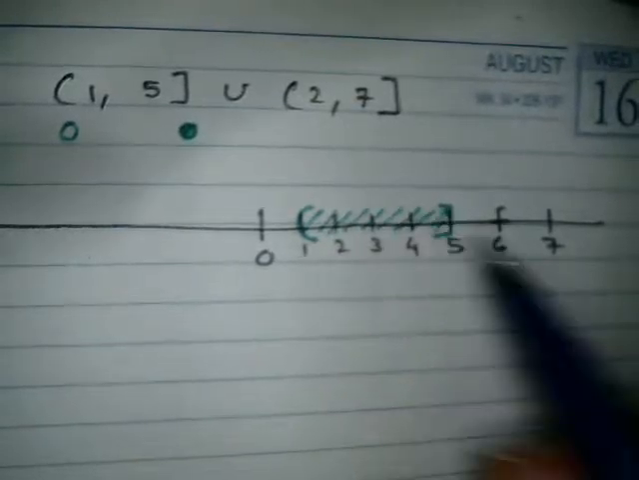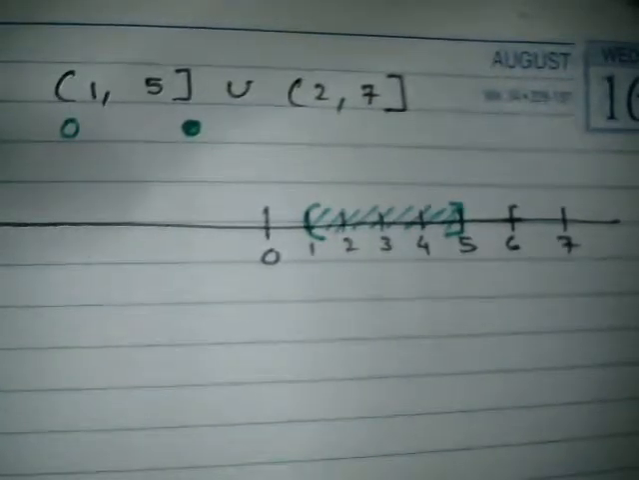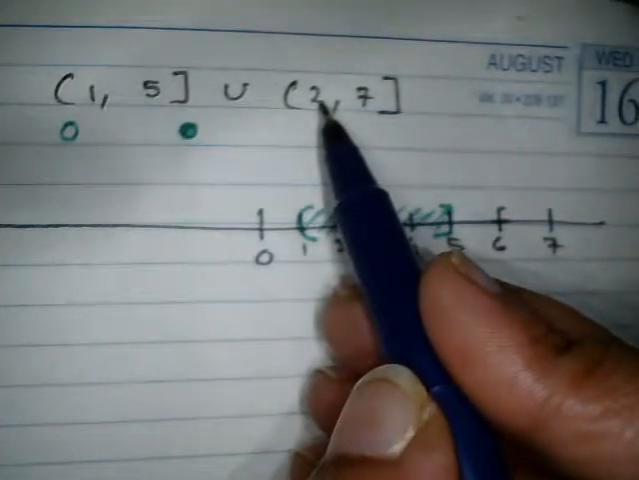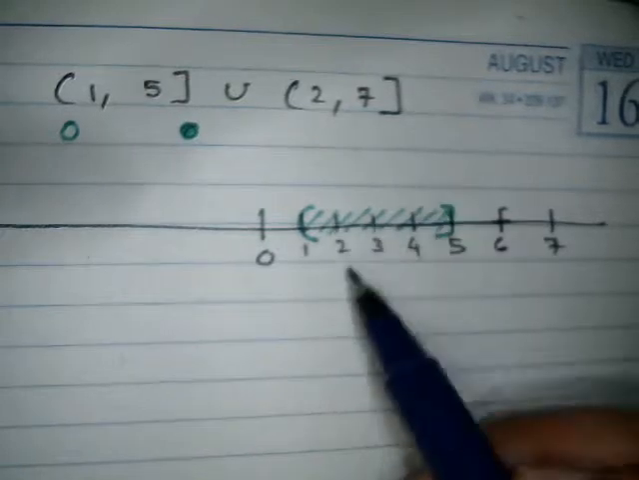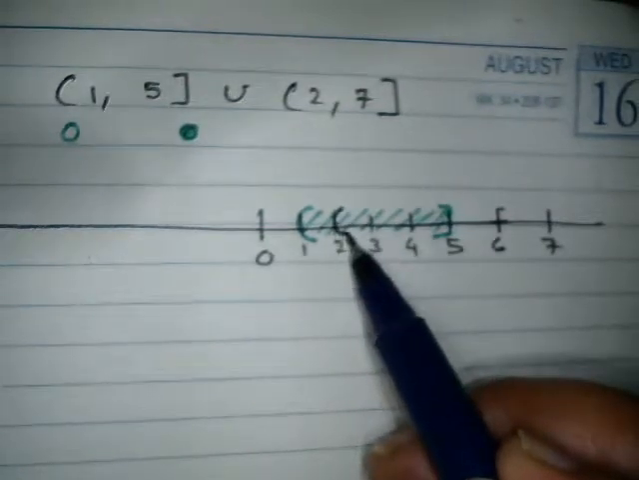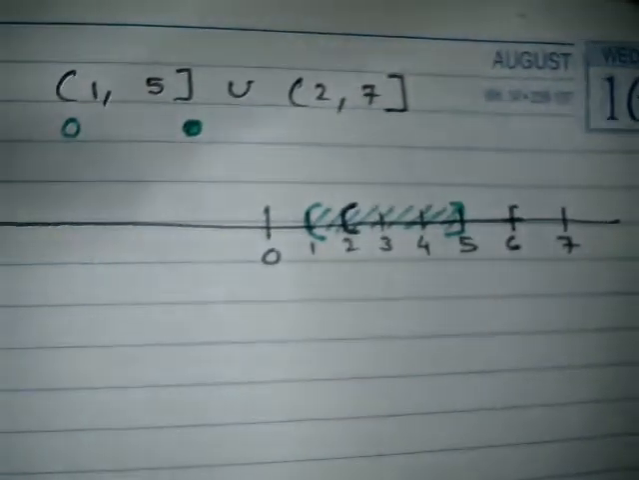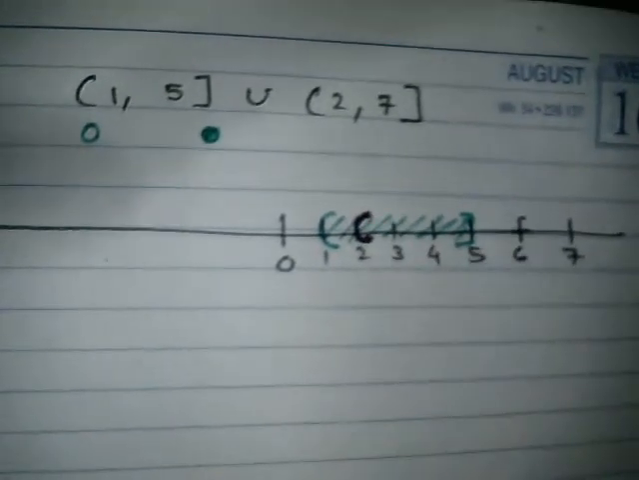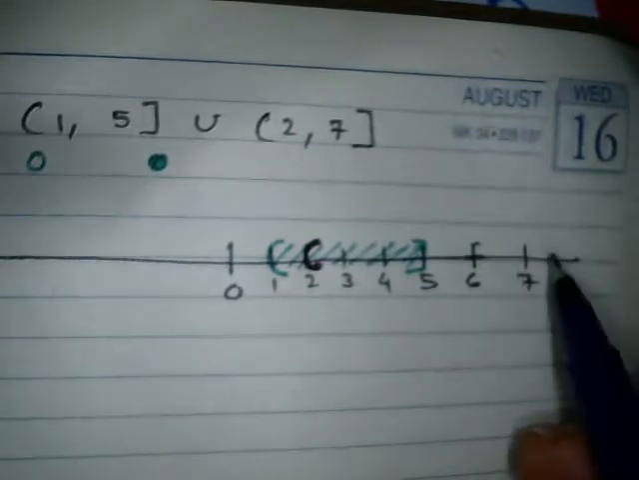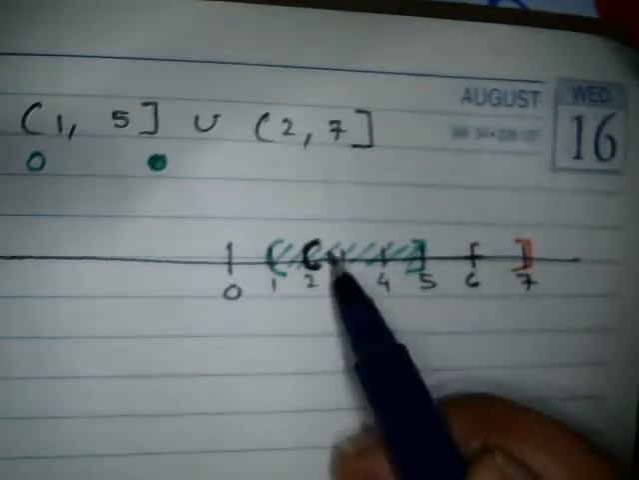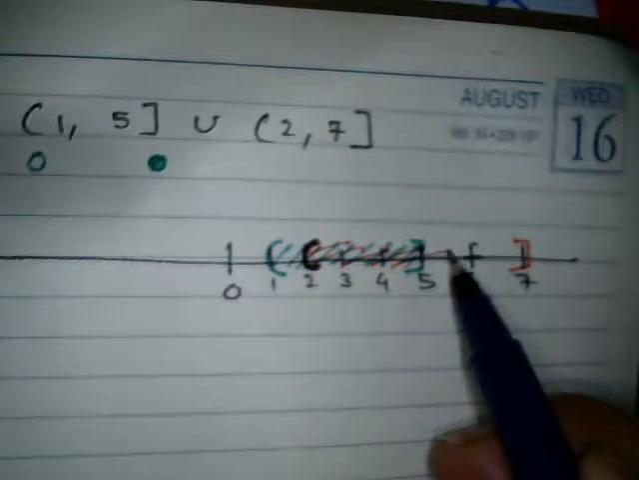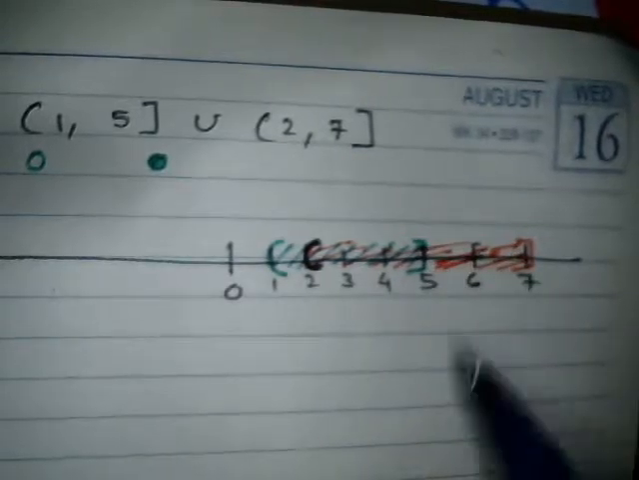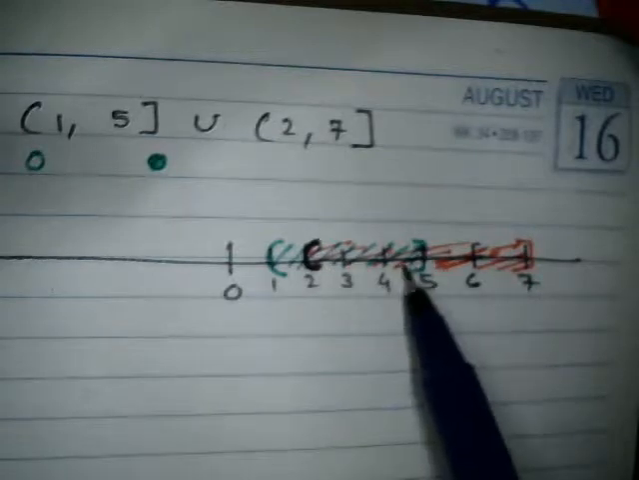Now I am going to talk about the second set, that is starting with 2. On 2 it is open, so on 2 I am going to do it like this, open. Okay, this is open, and it is going till 7. On 7 it is closed, meaning it is going to be this set, correct? Okay, so this part you can see is common, this is uncommon and this is uncommon, correct?